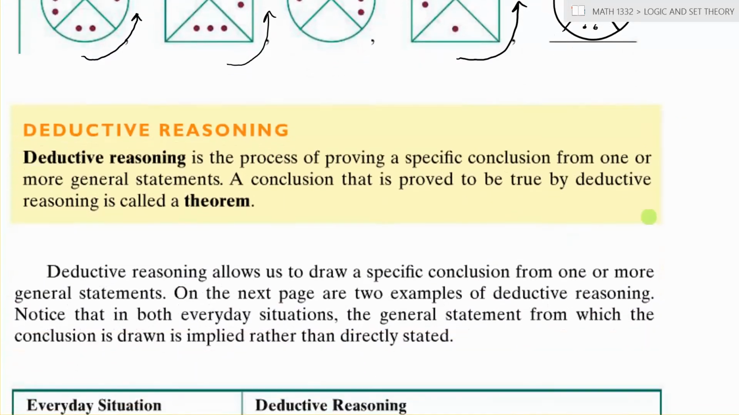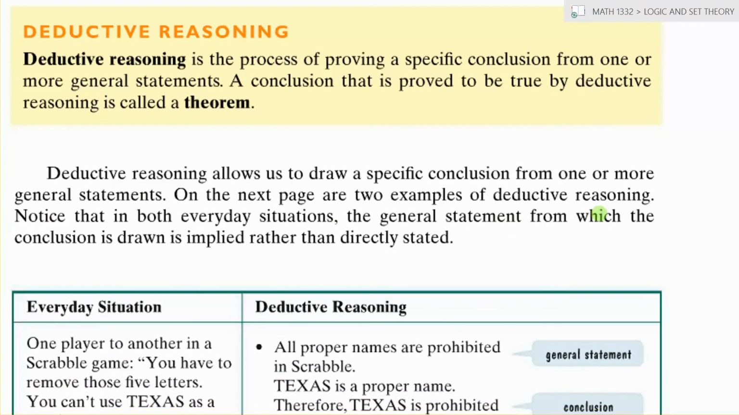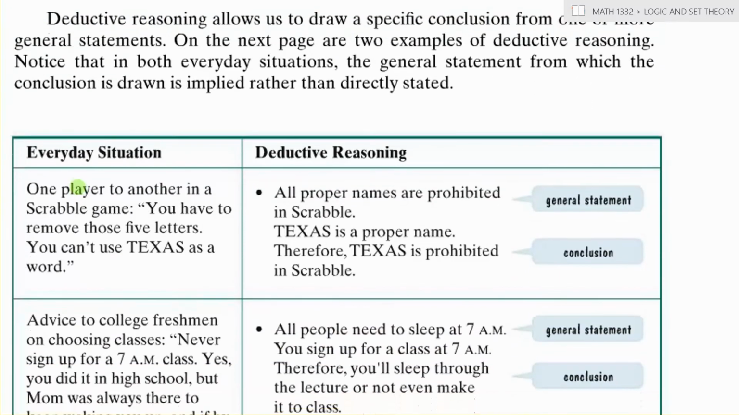Now, deductive reasoning, this is the one that gives you a process for proving a specific conclusion from one or more general statements. So with this one, we look at something general, which we believe to be true, and then we draw a conclusion based on our general statements. Here's a couple of examples.